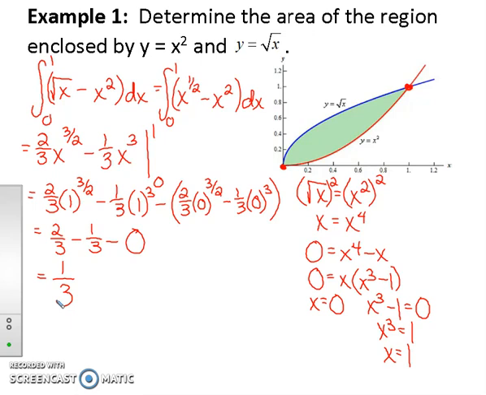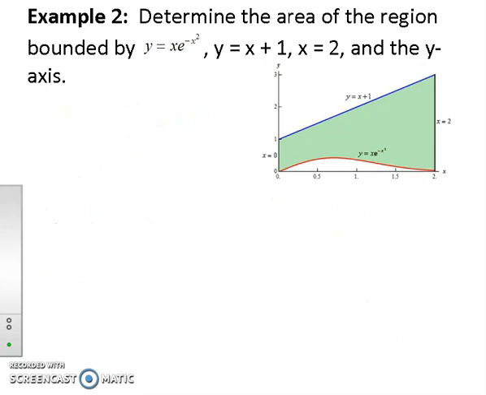That pretty much honestly wraps up the bulk of what's going on here. We are going to look at some things in different ways though, so you definitely want to continue to pay attention to what's going on. So here, again, we have the region bounded by y equals x e to the negative x squared, that red curve, and y equals x plus 1, which is the blue line. The line x equals 2, so that's this black vertical line over here, and the y-axis, so that would be this section right here. So this whole green area is what we're trying to find the area of.